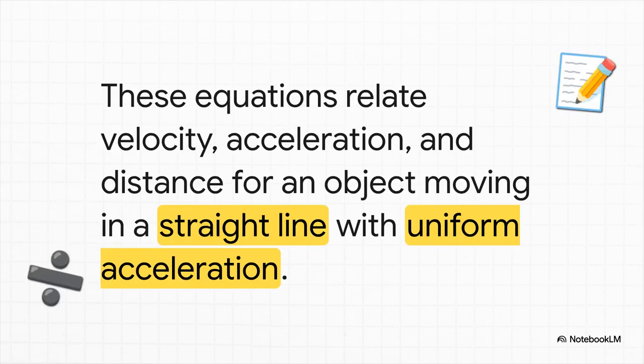Think of these equations as shortcuts. They let you figure out exactly how fast something will be going or how far it will travel without ever needing to draw a graph. This is how physicists go from a visual idea to a precise mathematical prediction.